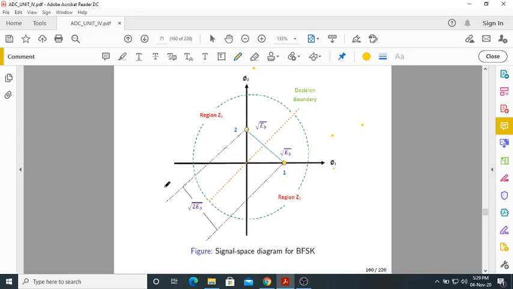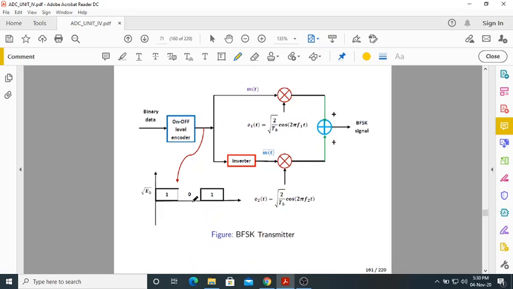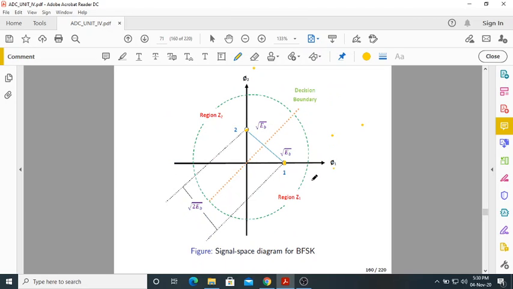So what do we do generally? Just now, you remember this: it is a two-dimensional signal space having two axes phi 1, phi 2, and the two signal points 1 and 2, and the distance between these two is root of 2 Eb. Anyway, we stop here. Thank you.